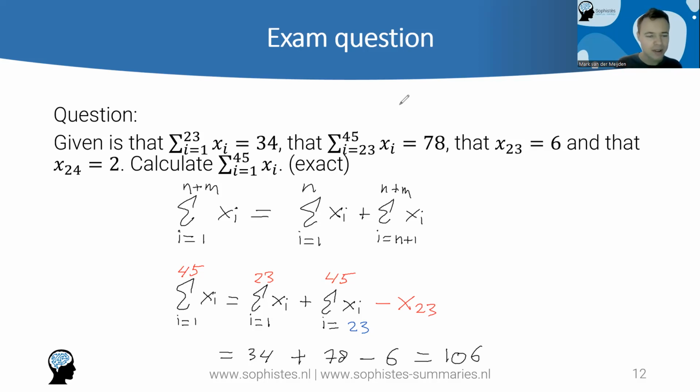Then the question is, why do they give us the x of 24? Just to confuse you, we didn't use the x of 24. Good point. It's just there to confuse you. Any other questions? Yeah, x23 is 6 indeed. Any other questions? No? Okay.